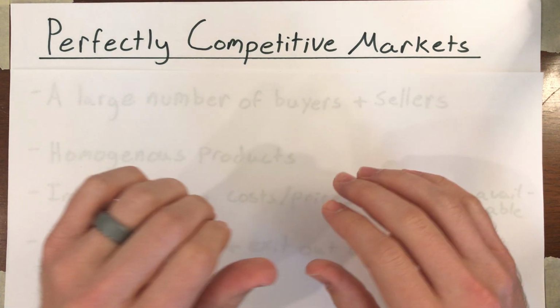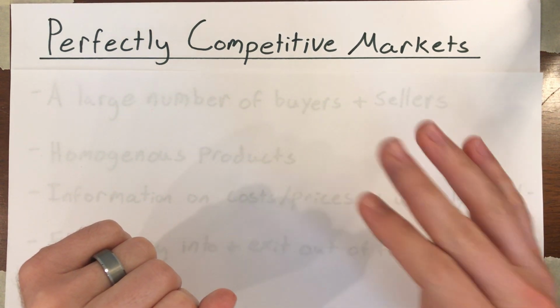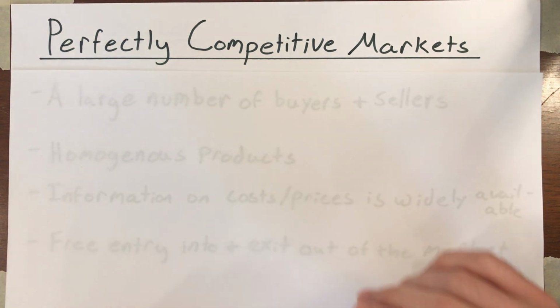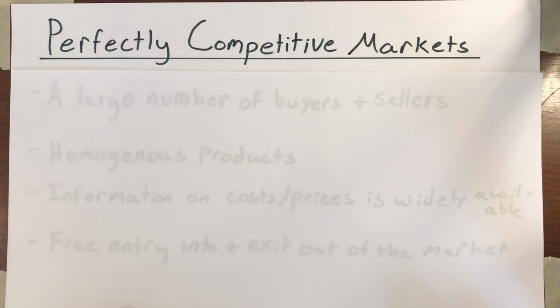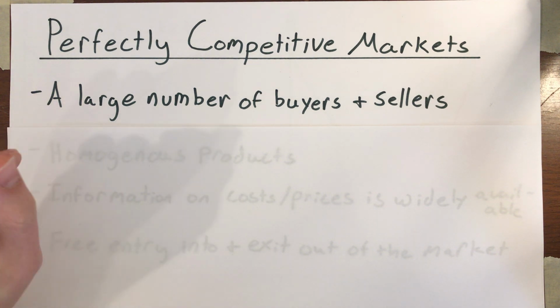So in a perfectly competitive market, it has four characteristics to it that are important that drive the dynamics of the model. Okay, the first two of these characteristics are going to make it very difficult, or rather impossible, for any firm to charge a price that is above the market clearing price. So the first of those is, for a market to be perfectly competitive, there has to be a large number of buyers and sellers. How large is large?